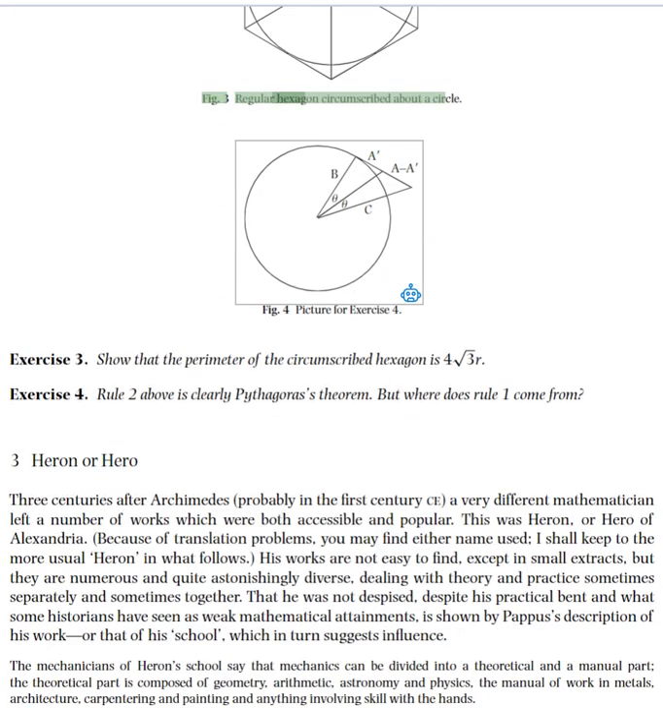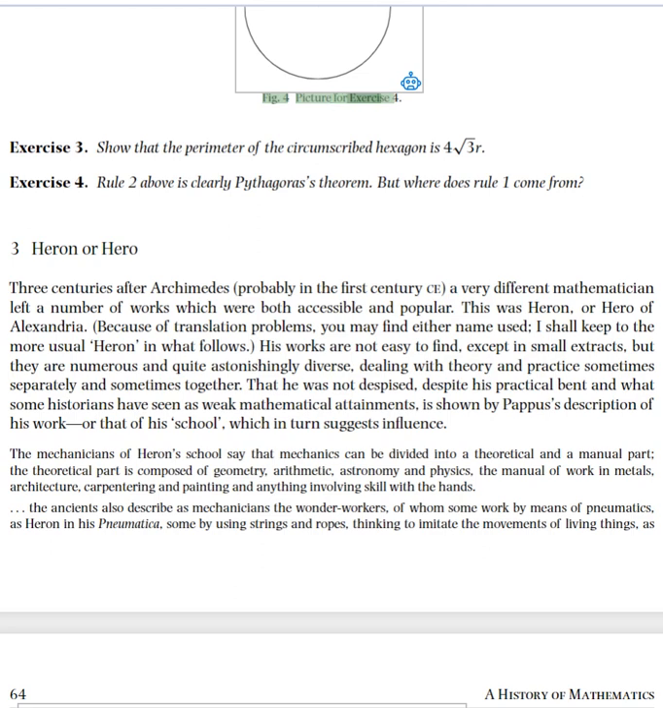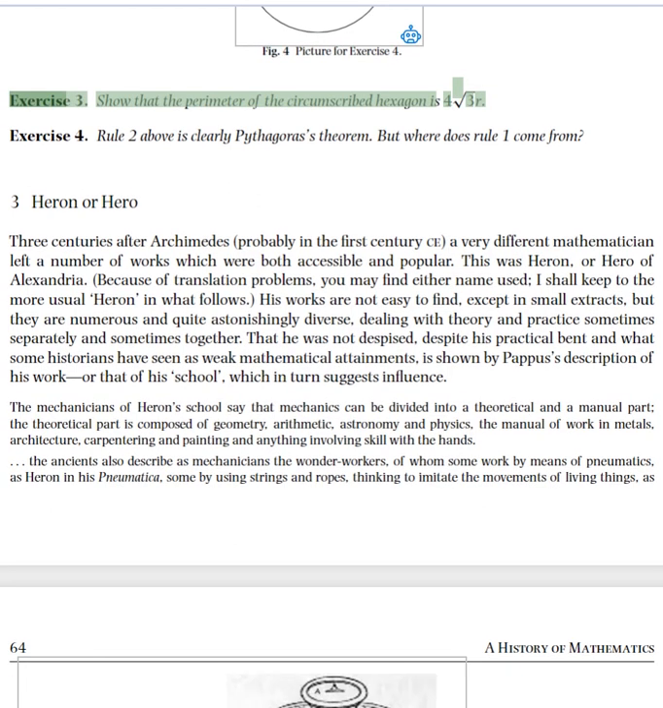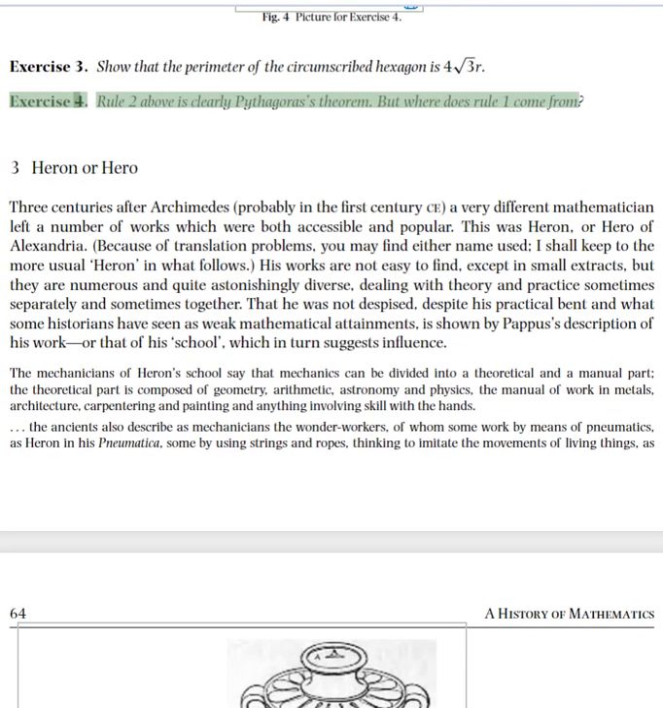Figure 3: regular hexagon circumscribed about a circle. Figure 4: picture for Exercise 4. Exercise 3. Show that the perimeter of the circumscribed hexagon is 4√3 r. Exercise 4. Rule 2 above is clearly Pythagoras's theorem. But where does Rule 1 come from?